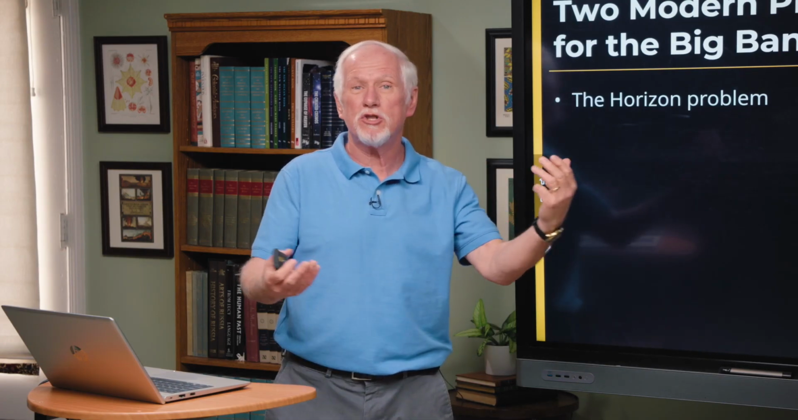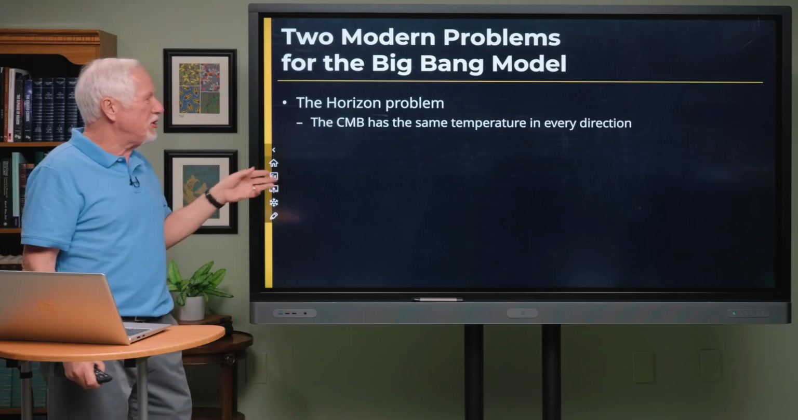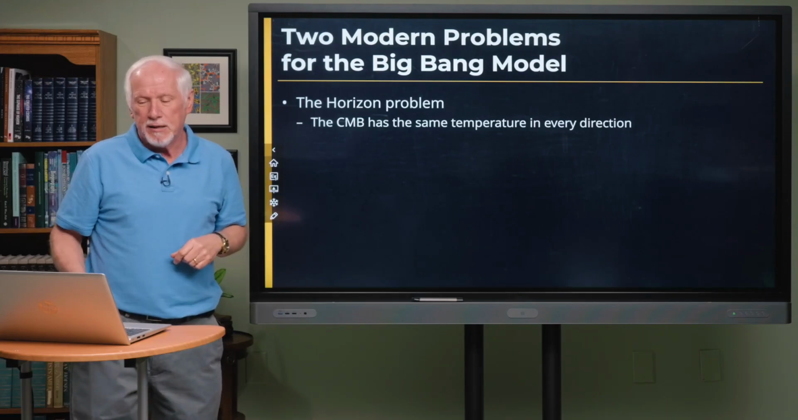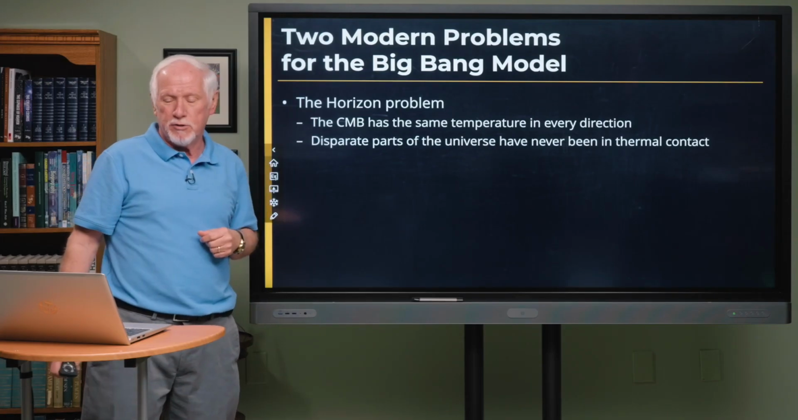We're not the only ones with a light travel time problem. If they're allowed to explain theirs, then we should be allowed to explain ours. It's the same thing, folks. All right, so the CMB has the same temperature in every direction, even though they've not been in thermal equilibrium, and because they've never been in thermal equilibrium to come to the same temperature.